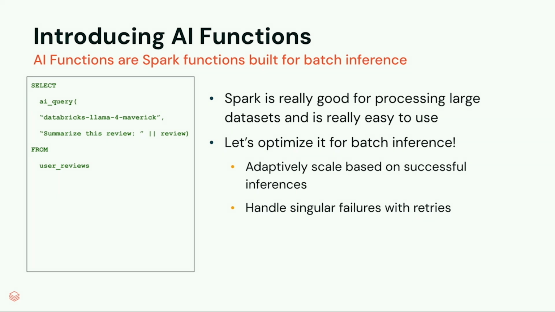There's nothing really new that the end user has to learn here. It's built on Spark, which is already really good at processing data at high scale. And it's also pretty easy to use, and people who use SQL or PySpark are already familiar with this. And so let's just take what we have already with Spark and then optimize it for batch inference. So that means we should scale up based on successful inferences, be able to scale down if we're getting a lot of errors, and then also be able to handle singular failures with retry so it doesn't block our data pipeline.